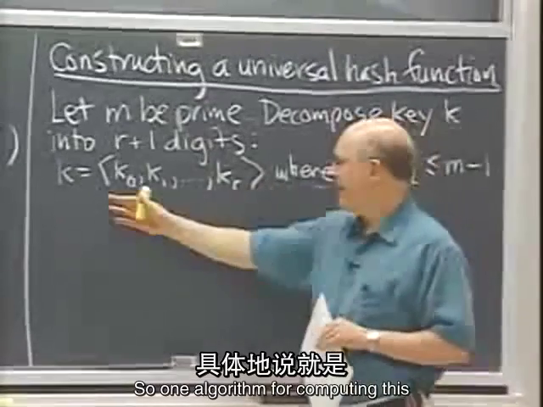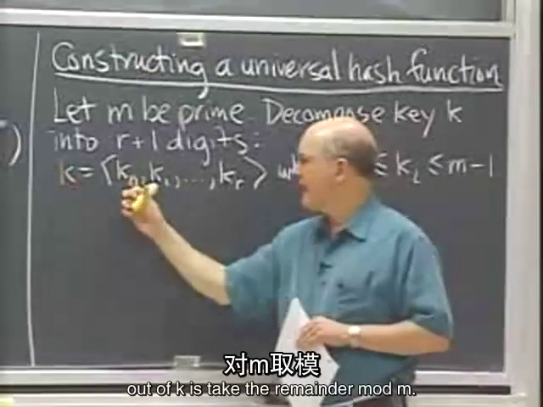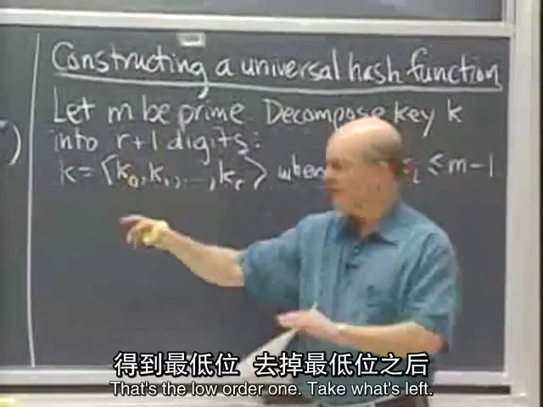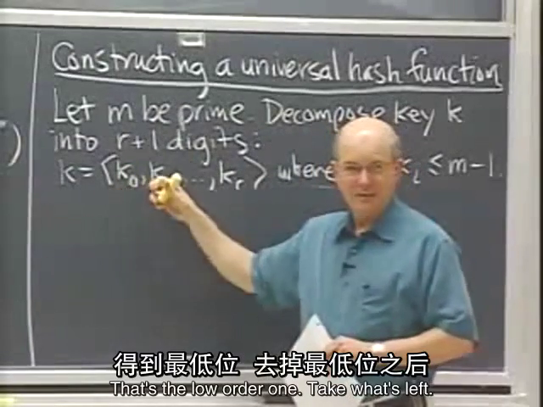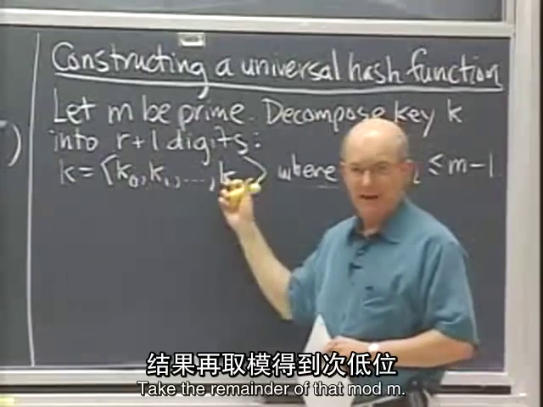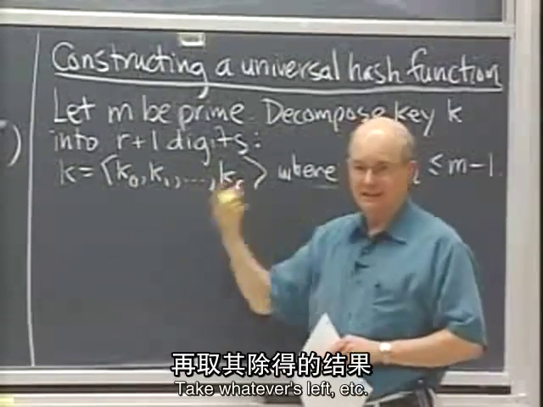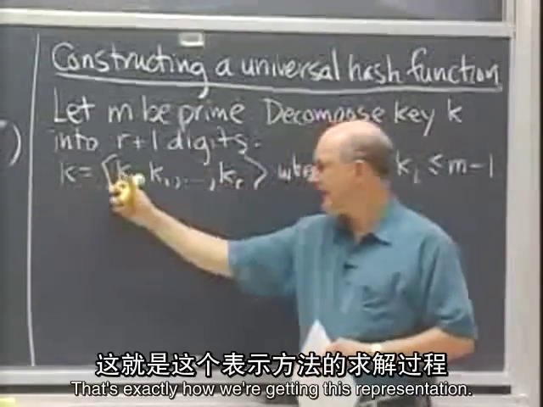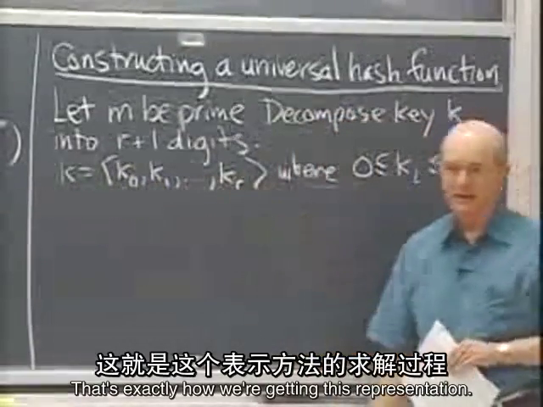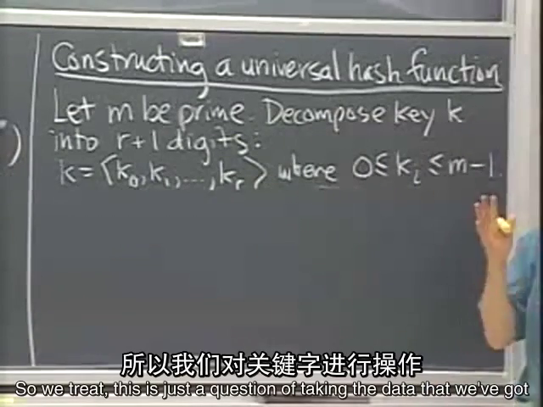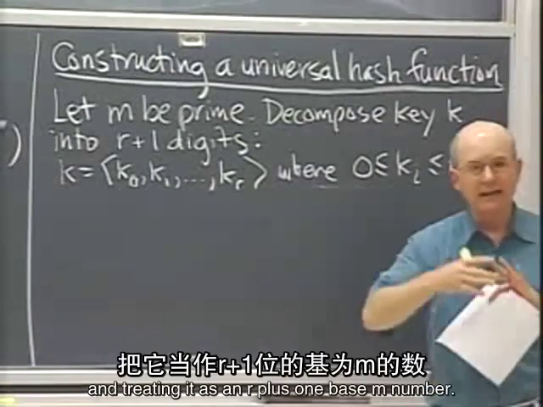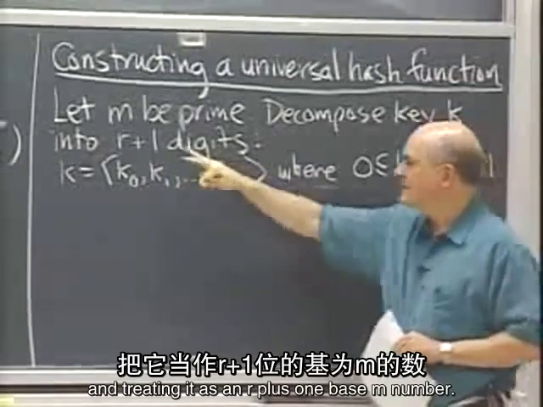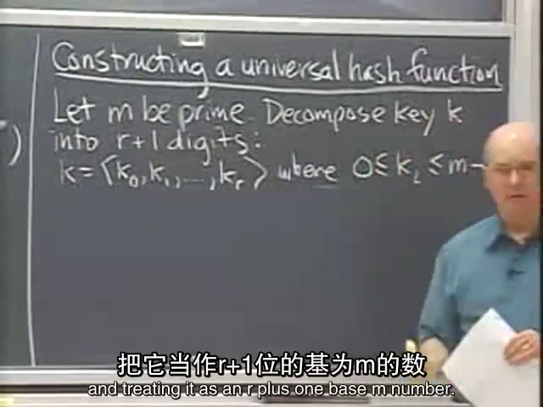So one algorithm for computing this out of k is to take the remainder mod m. That's the low order one. Then take what's left, take the remainder of that mod m, take whatever's left, etc. So you're familiar with the conversion to a base representation. That's exactly how we're getting this representation. So we treat the data that we've got as an r+1 digit base m number.